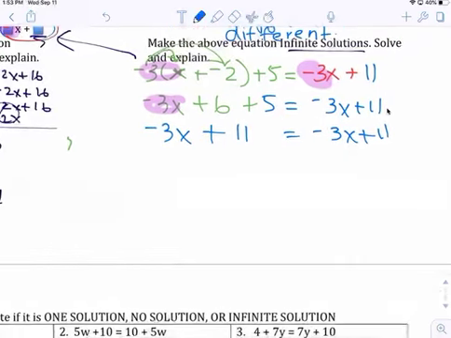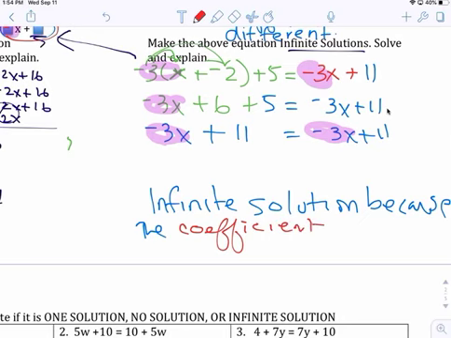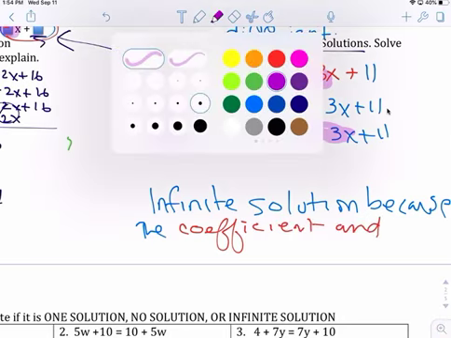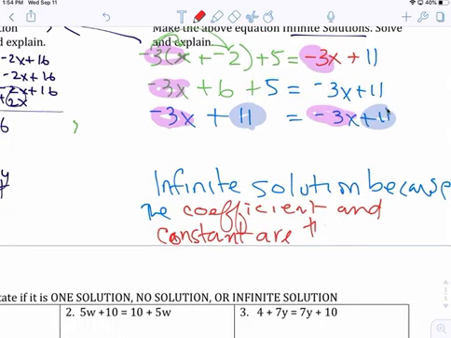Notice they're exactly the same. So infinite solution because the coefficient, which is these, and the constant, which are these, are the same on both sides. Okay?